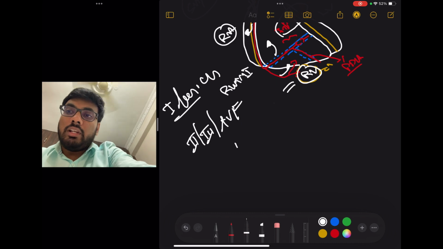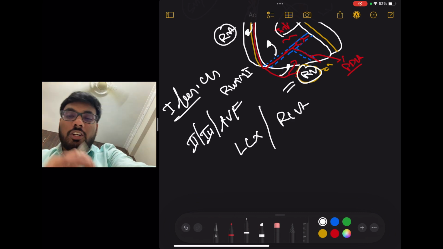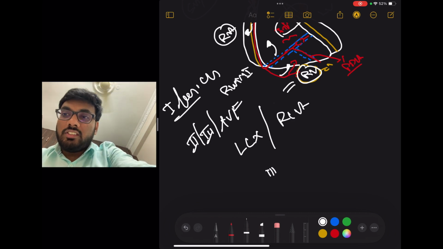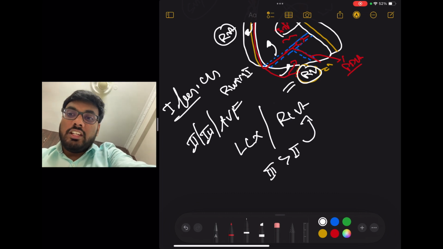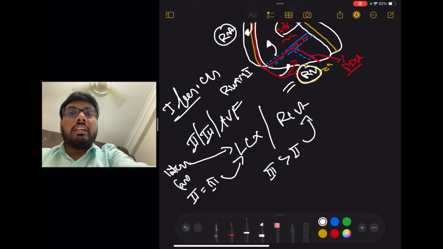Inferior wall MI could be due to LCX occlusion or RCA occlusion, but most commonly due to RCA occlusion. How to differentiate between them? By looking at the ECG also we can tell. If the ST elevation in lead 3 is more than that of lead 2, it is RCA occlusion. If ST elevation in lead 2 is equal to lead 3, then it is LCX occlusion. Or if it is associated with ST elevation in lateral leads as well, then it is also LCX occlusion.